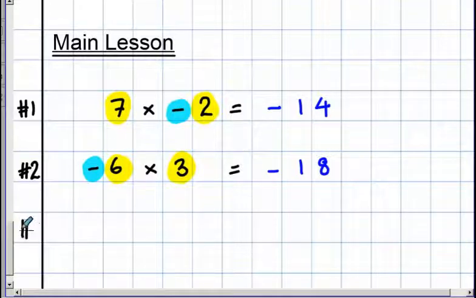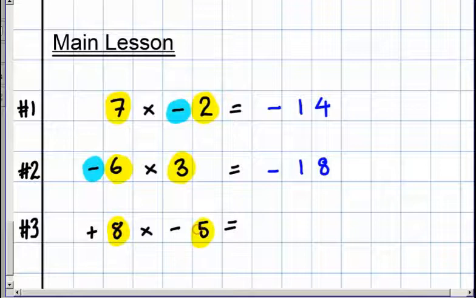Example 3. Plus 8 times minus 5. Firstly, I work out what 8 times 5 is. 8 times 5 is 40. Then I check to see if there's any signs. There is. There's a sign here and a sign here.